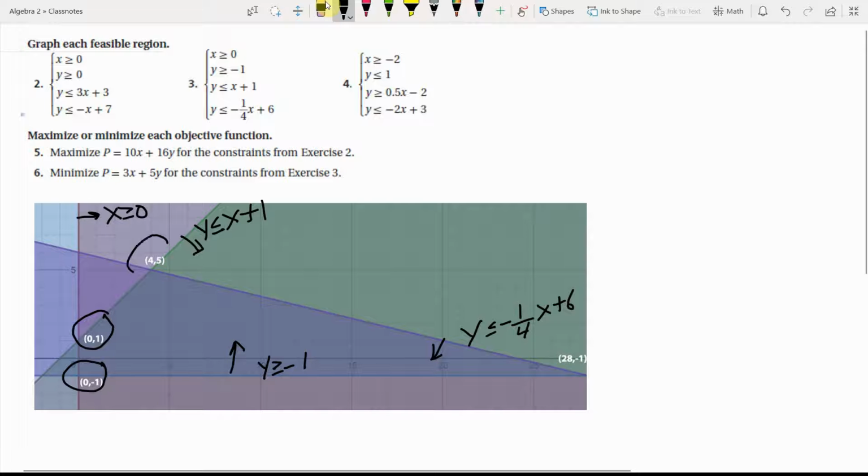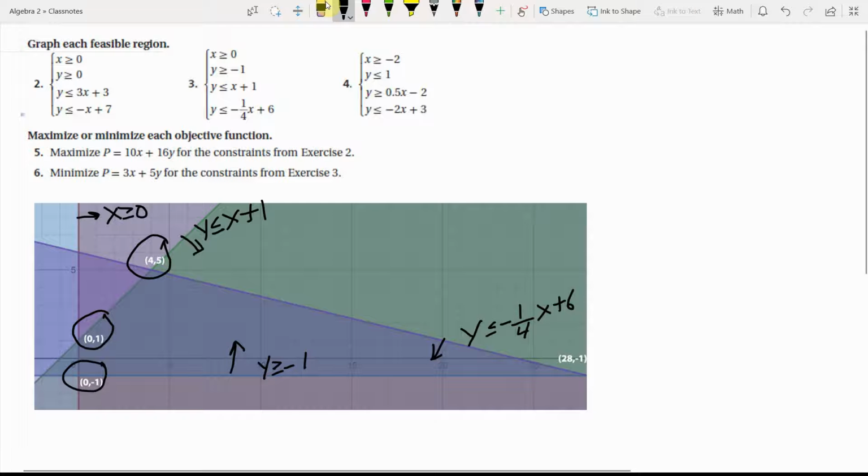This one here, even though we can see from the graph that the intersection is 4, 5, we're not always so lucky. So maybe we'll have fractions or decimals that we have to worry about, but we still need to verify this. Okay, so how do we go about finding the intersection?